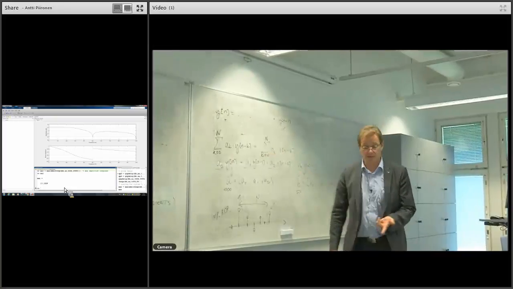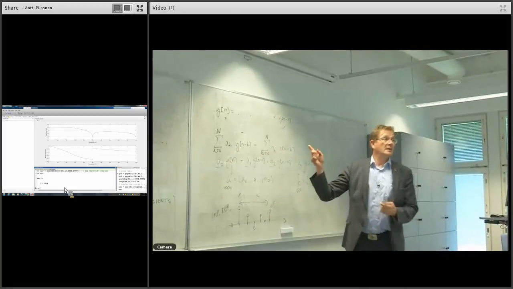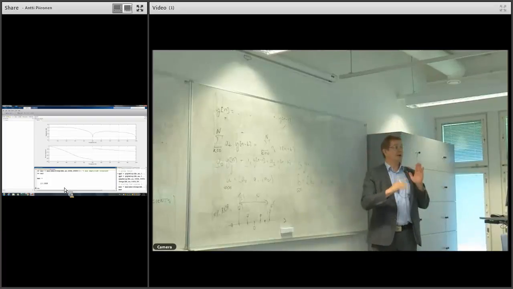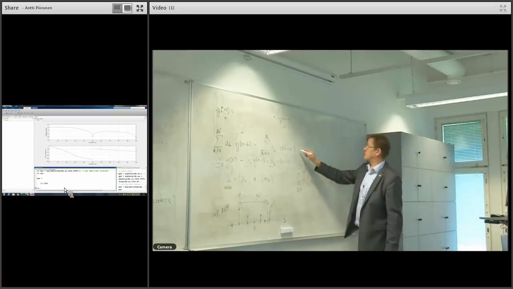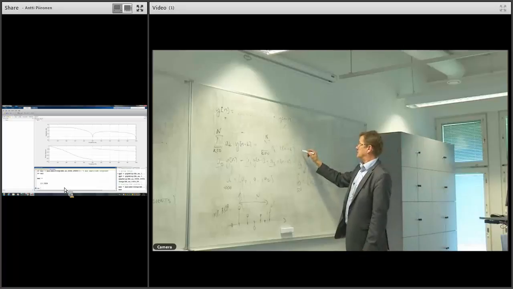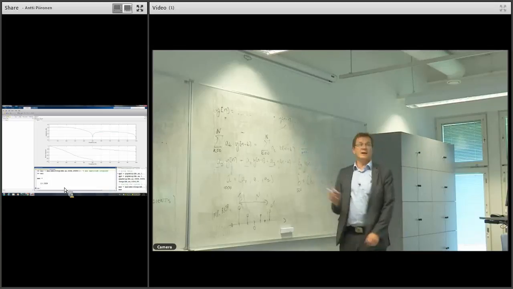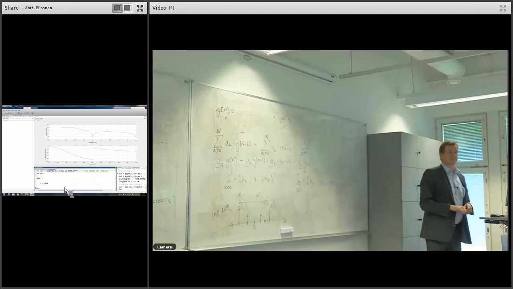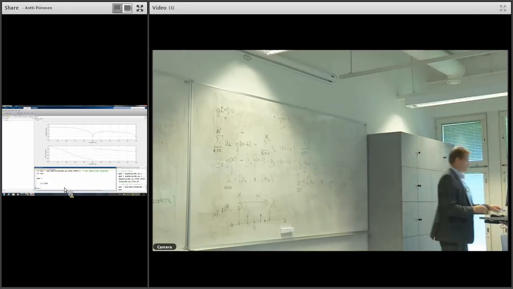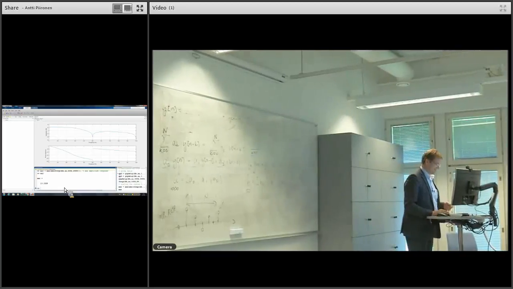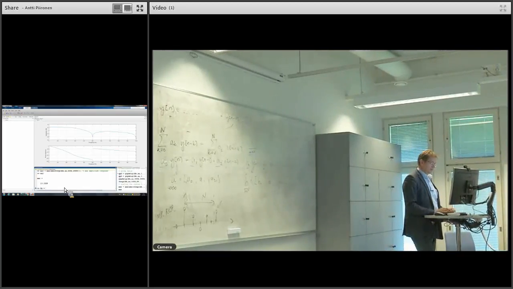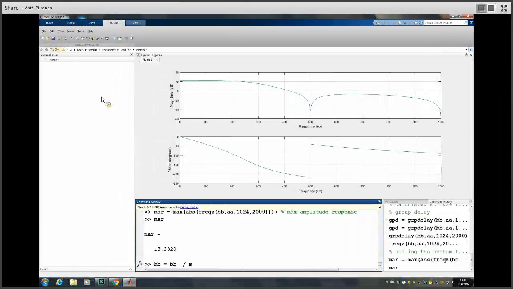So if we scale, it's the same as putting one gain block in the flow diagram. So we can basically scale it with something, or times MAR, the maximum amplitude response value. And it's unity gain, right? Say yes. Okay, so BB, just divide that one with the MAR.